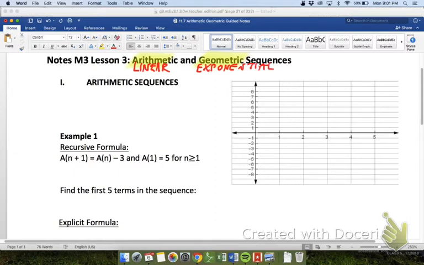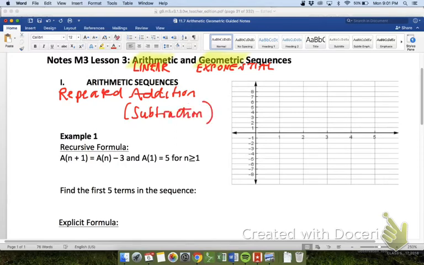So in arithmetic sequences, the key way of telling if it's an arithmetic sequence is you'll see repeated addition to get to your next term. So you'll always add to the previous term to get to your next term. Okay? And when I say addition, we also mean subtraction, right? We could think about subtraction as just being addition of a negative number. So we're going to look at a couple of examples.